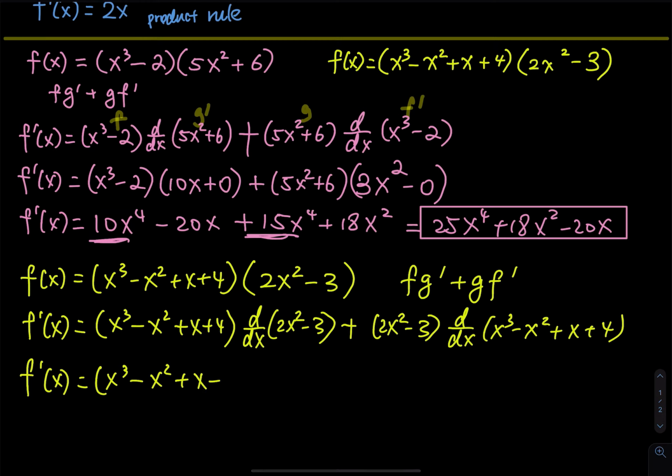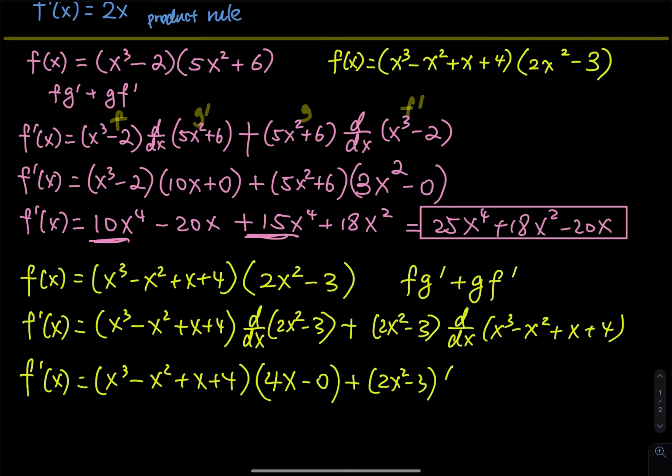So plus x plus 4, and then the derivative of 2x squared is you bring the 2 down. So the coefficient now you have a 2 times 2, which is equal to 4, and then 2 minus 1 is equal to 1, so 4x. The derivative of 3 is equal to 0, so you have a minus 0. You can just skip the 0. And then plus 2x squared minus 3.